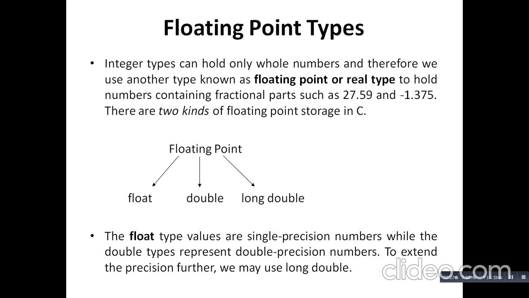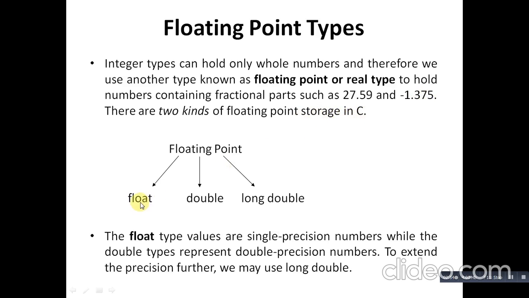Whereas the floating point types are the other type of storage, which hold numbers containing fractional points. Because an integer type holds only whole numbers, we use another type, which is called the real type or floating point, which holds fractional points such as 27.59 and minus 1.375, etc.